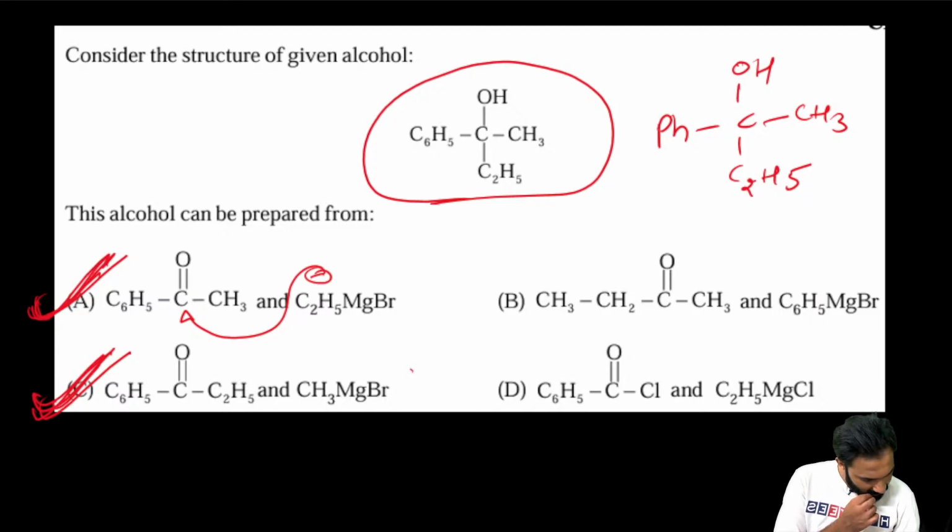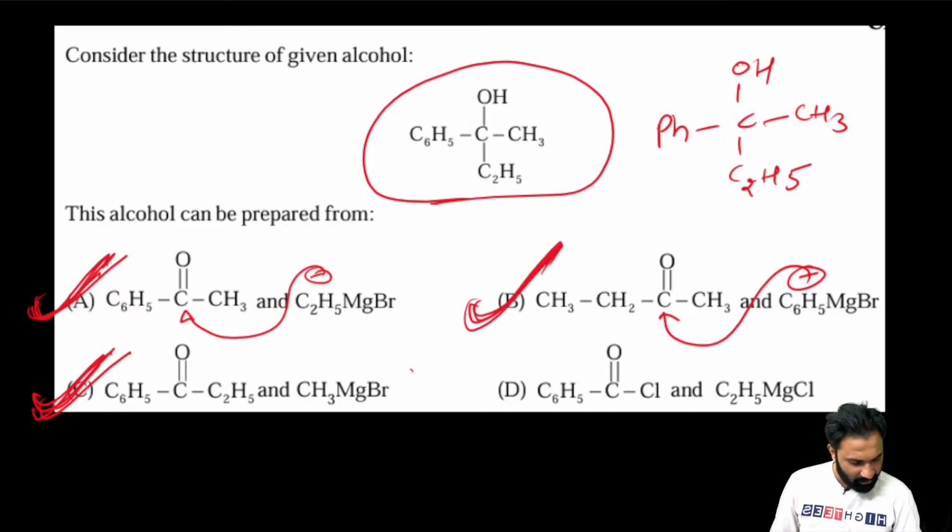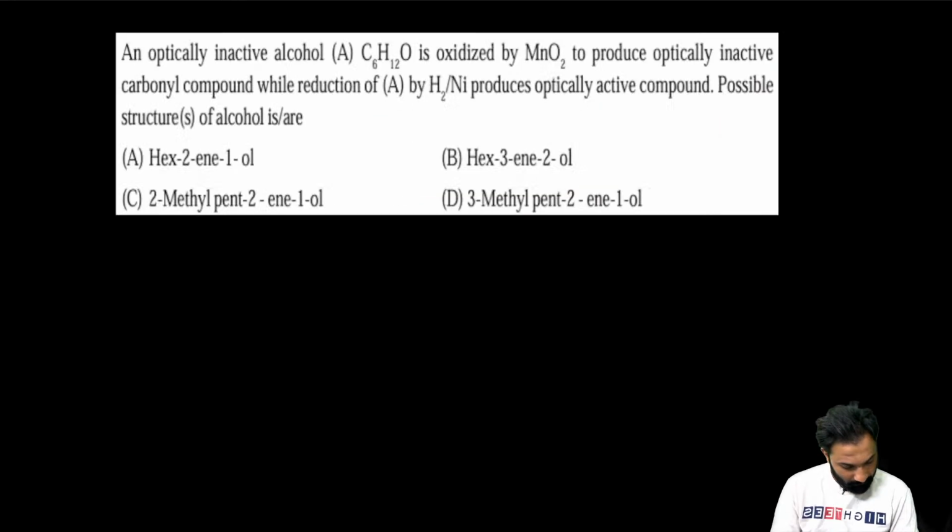B also we can prepare. How come? Yes, B also we can prepare. This is phenyl, right? In B also we can prepare. So A, B, C. In the three options we can prepare. A, B, C. Right. Now, next one.